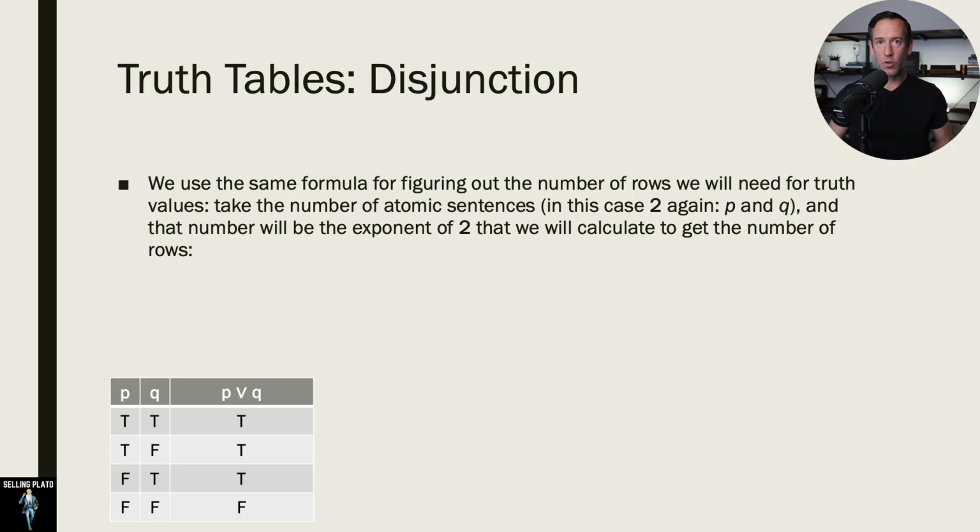So we use the same formula that we covered last time for figuring out the number of rows that we need for the truth values. You take the number of atomic sentences, and in this case, it's going to be 2. Remember, for negation, it was just 1. In this case, 2. It's P and Q. And that number, in this case 2, is going to be the exponent of 2 that we will calculate to get the number of rows. So again, 2 to the second power. 2 is that exponent there. And that's just 2 times 2, which is 4. All right, so we have 4 rows. So I'm just explaining at least that part again.